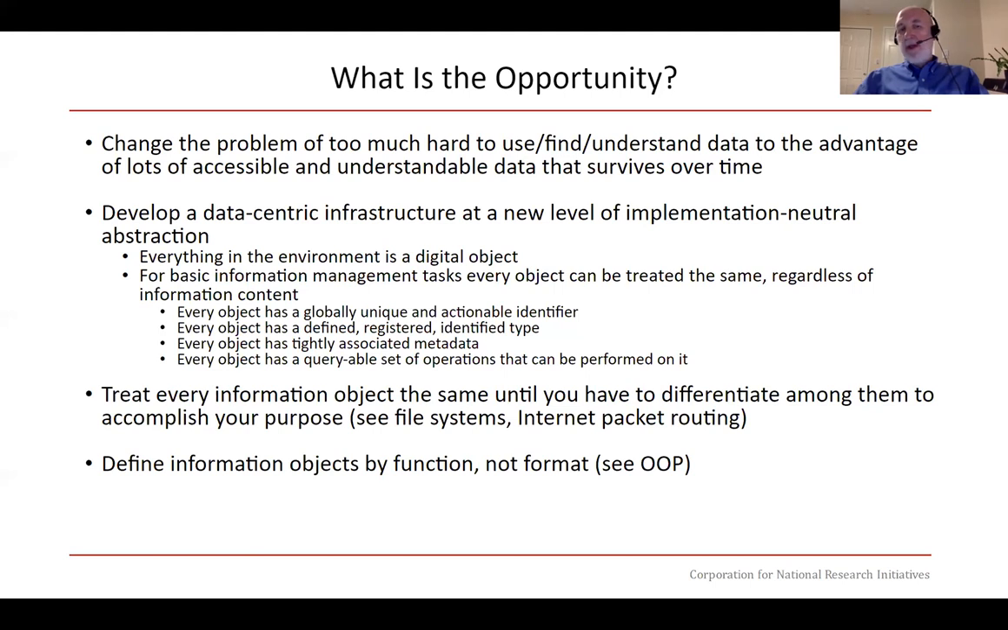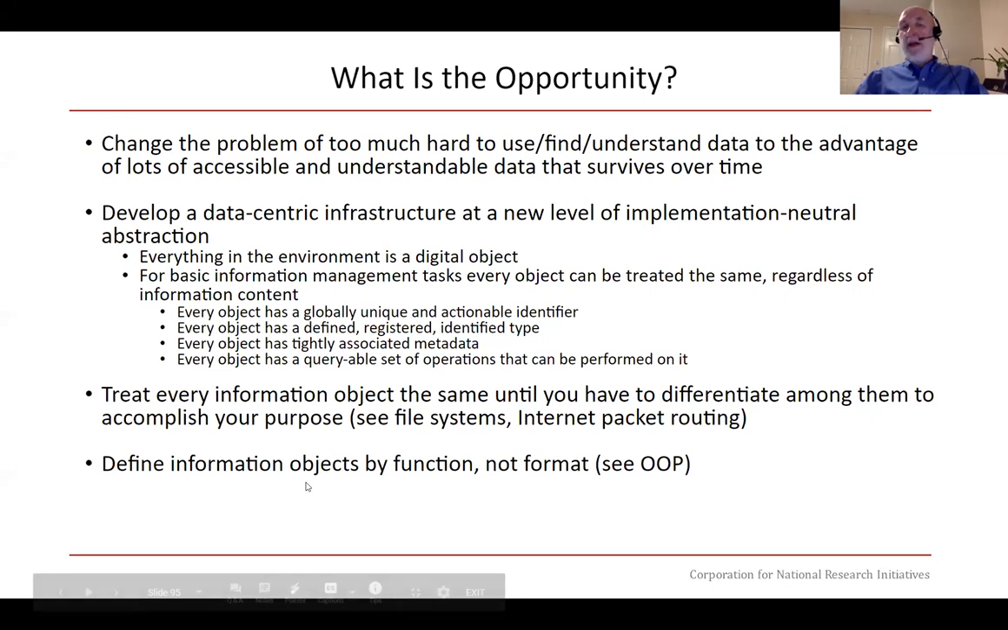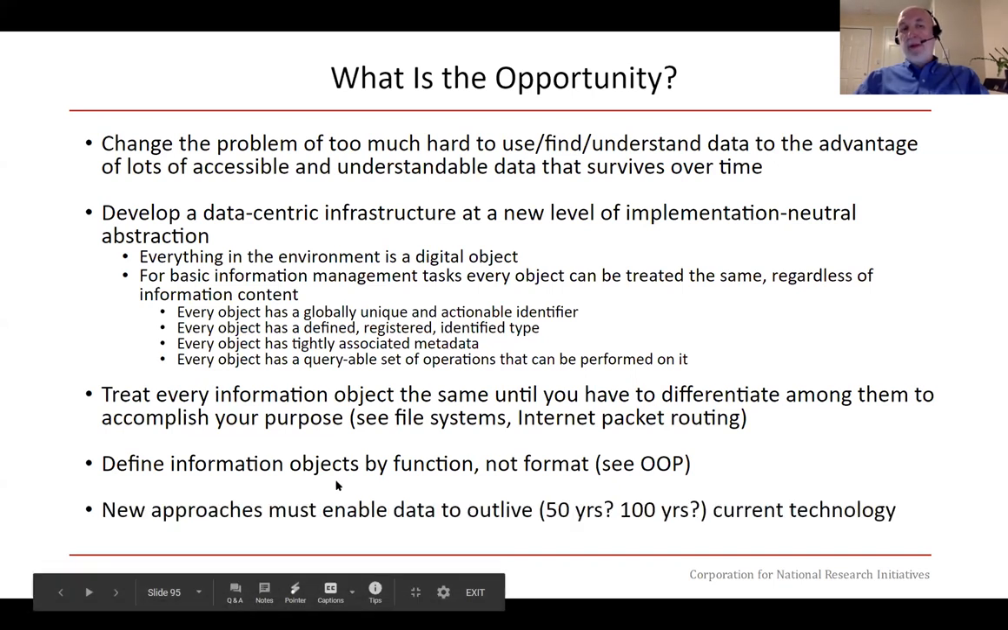This is not new either. Consider the development of file systems. We don't need to know or understand where those bits are. We get to deal with those bits without caring about them. Internet packet routing: the internet is very efficient at moving packets around. You don't have to design the internet according to what's in the packets. So you get very efficient packet routing. You want to define information objects by function, not by format. You can see object-oriented programming.